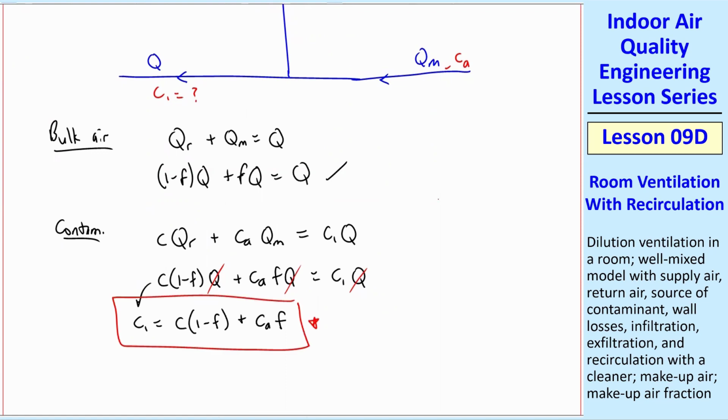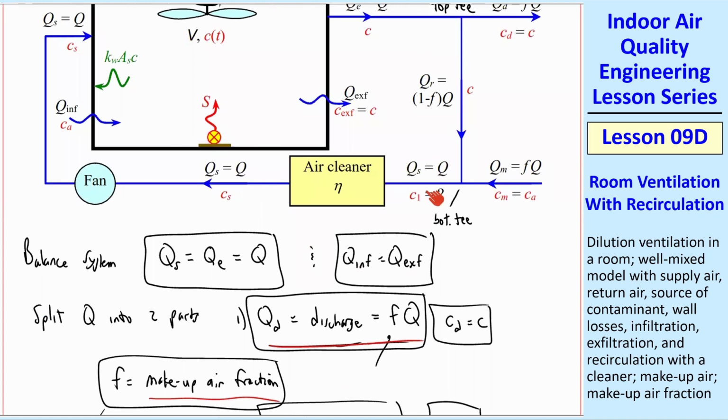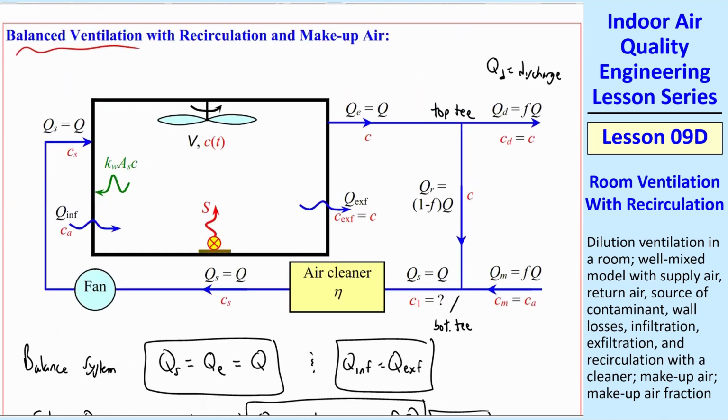Now we have C1, and what comes next is a cleaner. We're going from C1, which we now know, into this cleaner. Well, we know what the equation is across the cleaner, knowing eta. Through the cleaner, we have the same Q, assuming no leaks. We have CS now. Go through the fan, again, assuming no leaks. We push that into the room, so that's what we're calling QS now, or just Q.